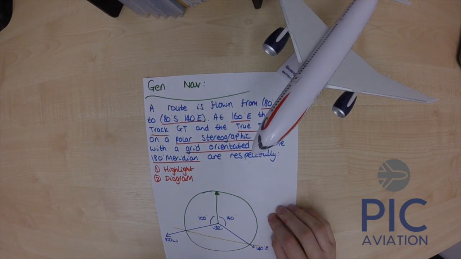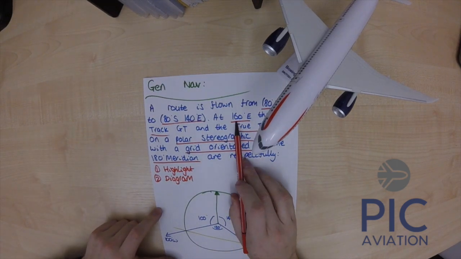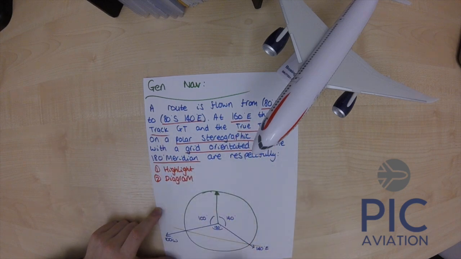So with that said, we can now draw in 2 more things. The first being our midpoint, or as it says here, the point at which we're going to measure our grid track and true track, which is 160 degrees, which by thinking about it is halfway. So we can draw that straight out there, halfway, and we can mark it off as 160 degrees east.